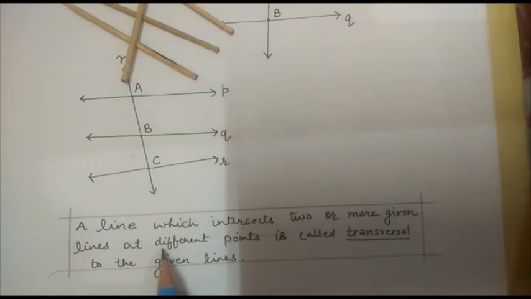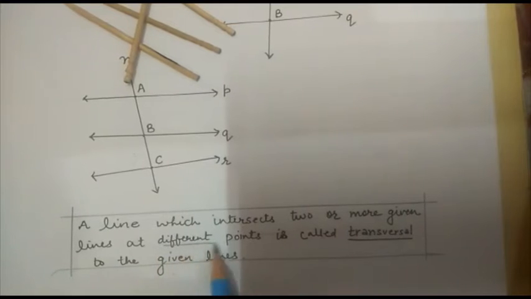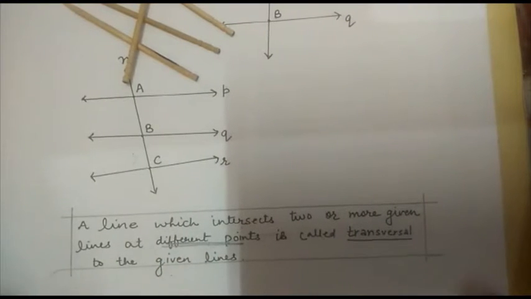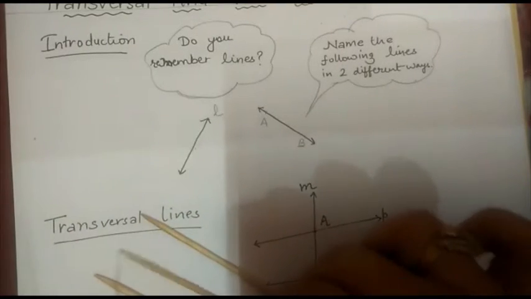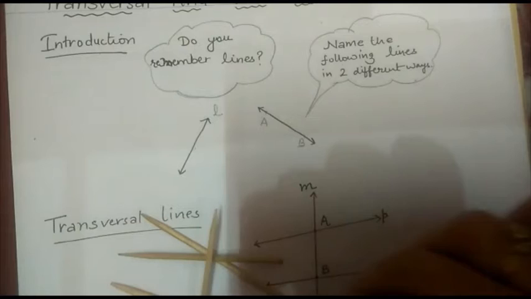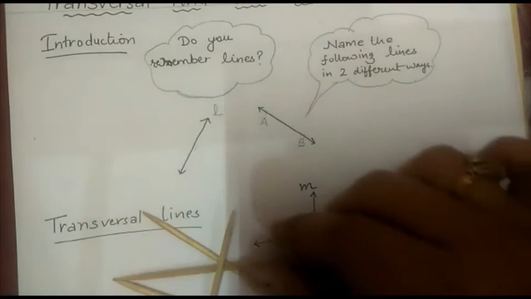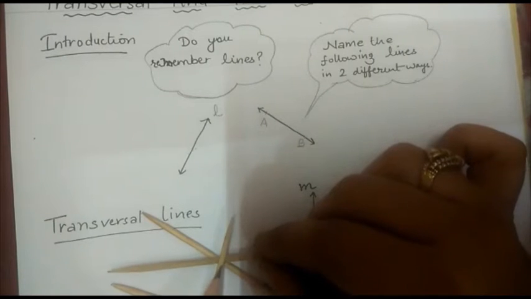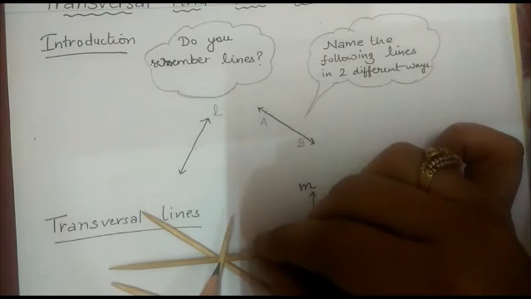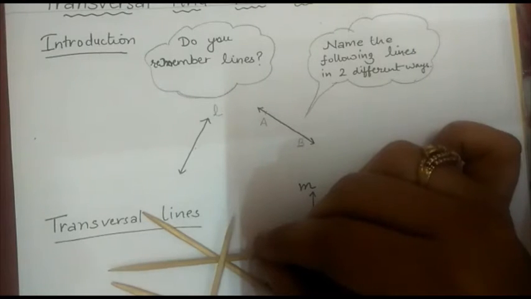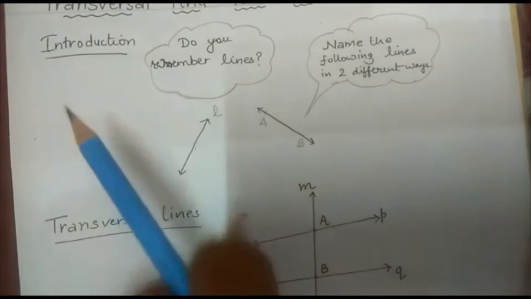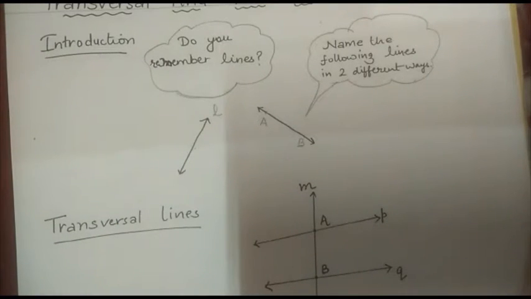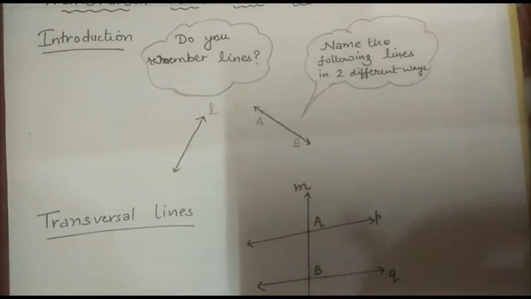Make it sure the line should be intersected at different points, means if two lines are passing in this way, now in this way these two lines are intersected by third line at the same point. So now this line is not transversal. Okay, now let us solve our worksheet number 1 on the basis of this.